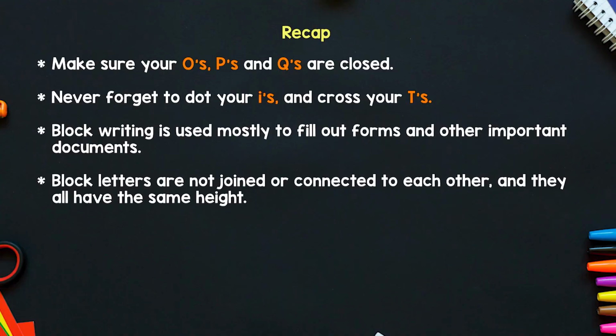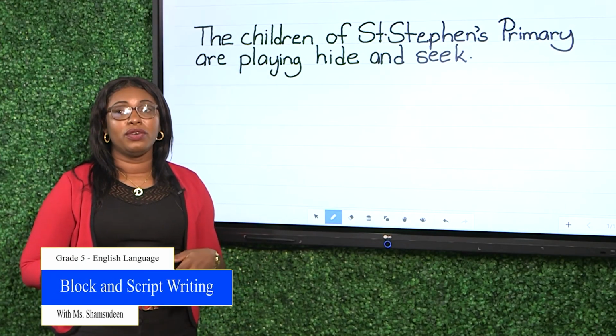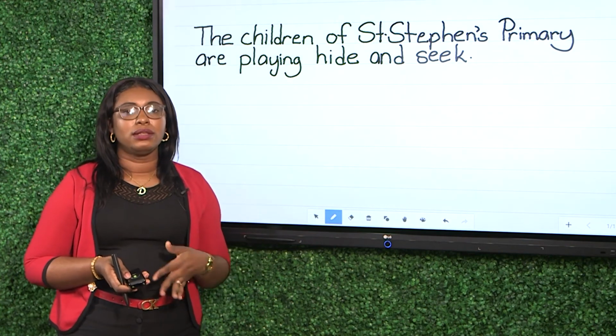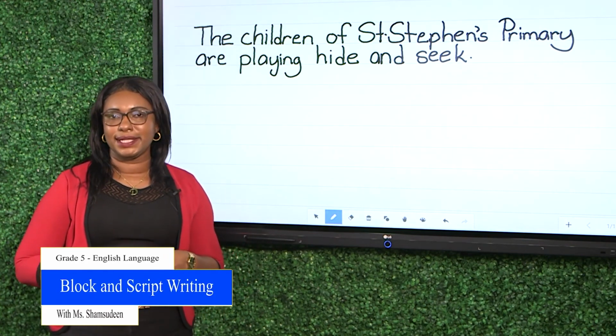Just like script or sentence formed writing, block letters are not joined together, or we could say they're not connected to each other. And in this case, block writing, they all have the same height. So remember, block formation is also a type of script writing. The difference is that there is no use of lowercase letters.